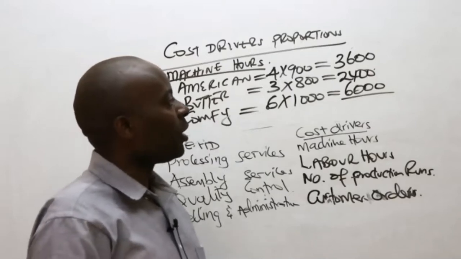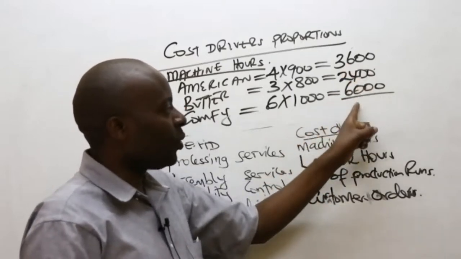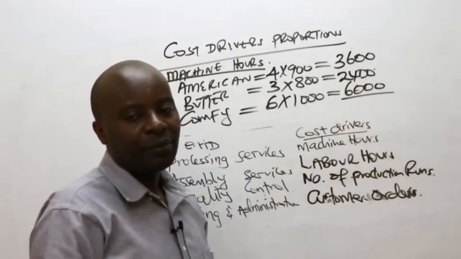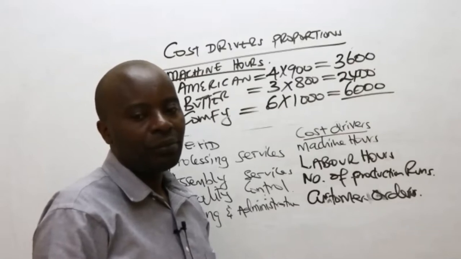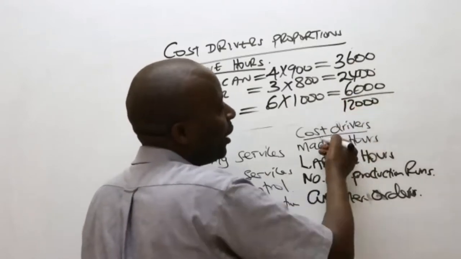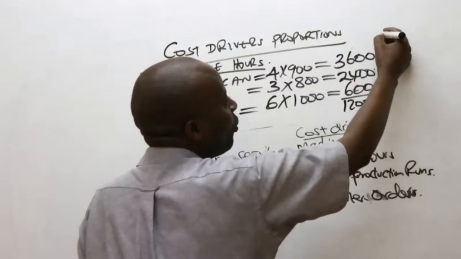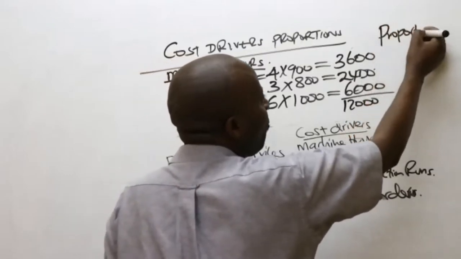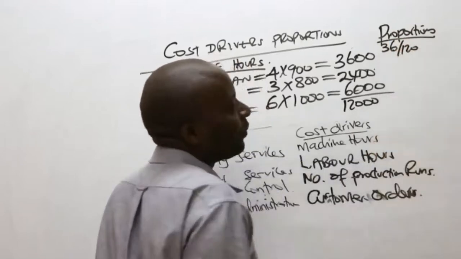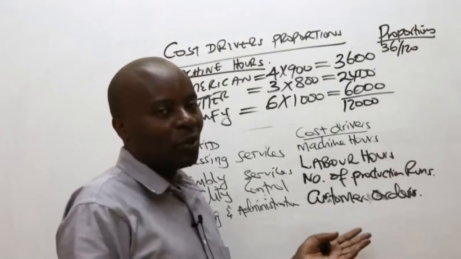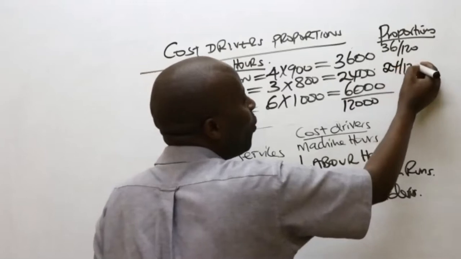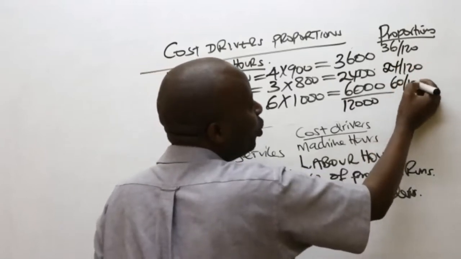Please give us the total. So we have this plus this plus this. What figure do we have here, somebody? 12,000. I'm being given 12,000. I can see two zeros. So in terms of proportions, this will be 36 out of 120. You can even decide to write in full 3,600 out of 12,000, no problem. This will be 24 out of 120. This will be 60 out of 120.